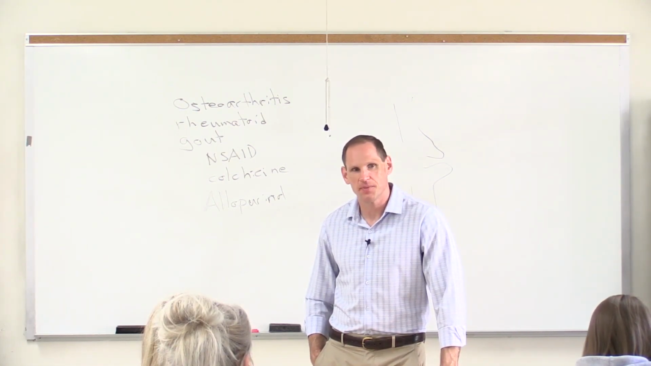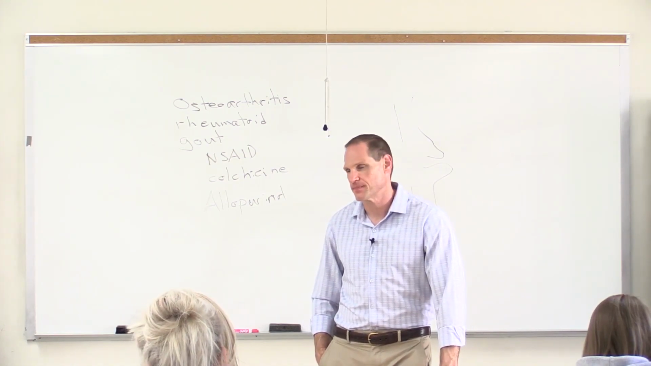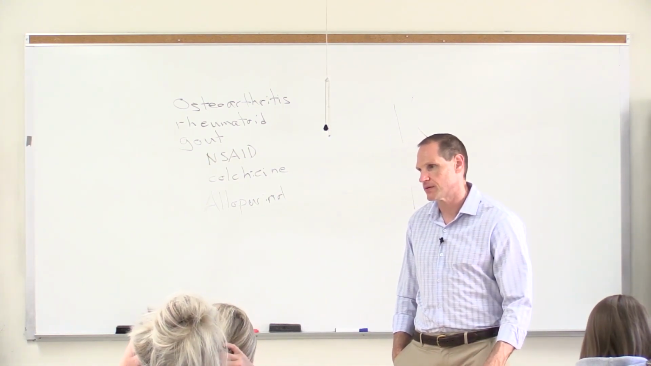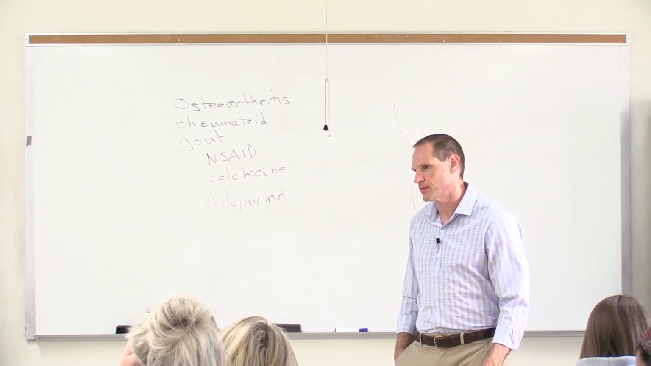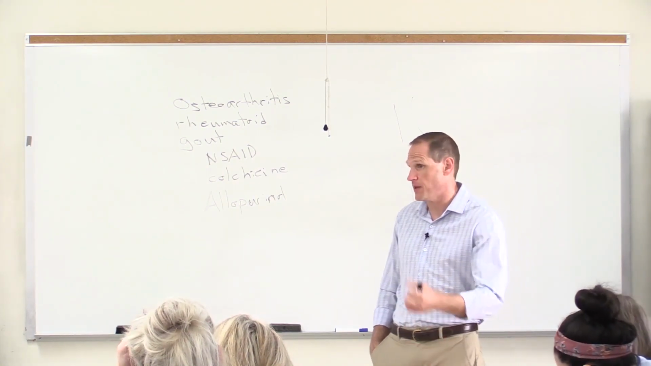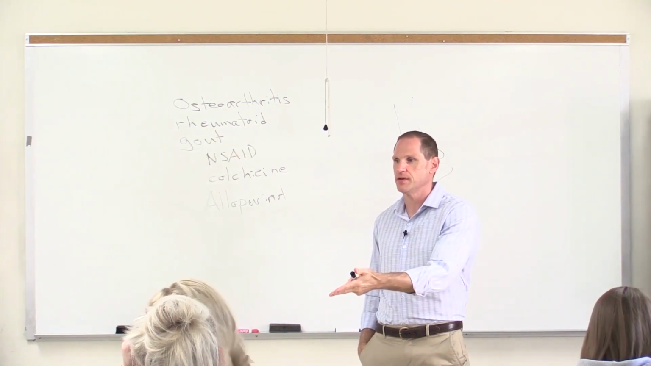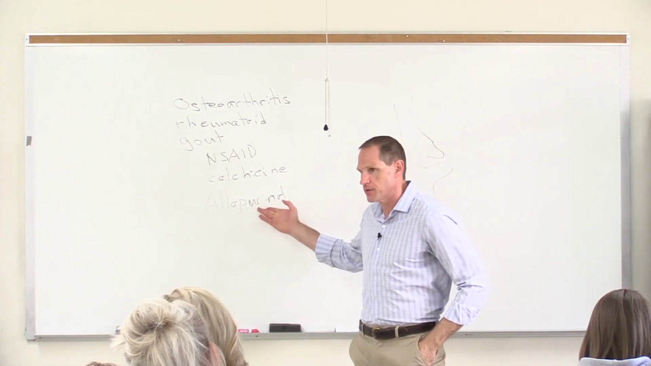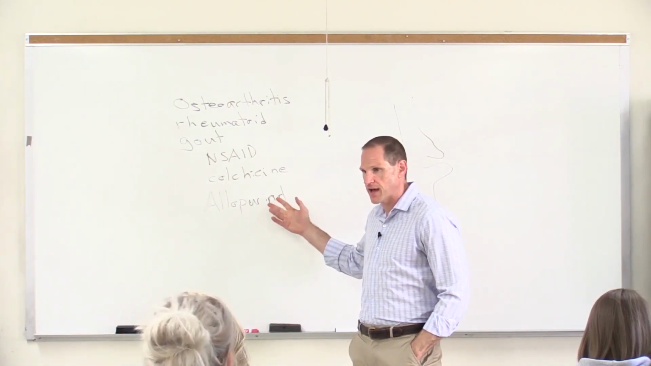All right, any questions about gout? You said those were the treatments for acute, what about chronic? Well, the chronic is going to be weight management, diet management, and drugs that decrease uric acid like allopurinol.